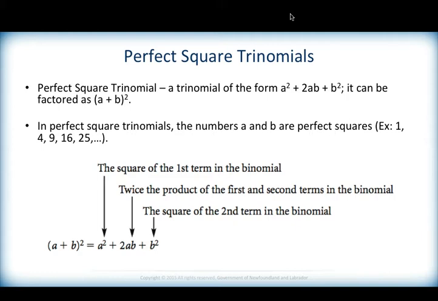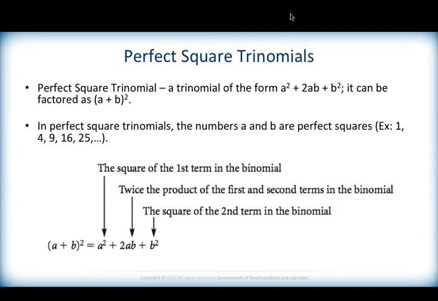Our first special polynomial is a perfect square trinomial. A perfect square trinomial is a trinomial of the form a squared plus 2ab plus b squared. And it can be factored then as two binomials of the same binomial, so therefore we write it as a plus b all squared. And when you hear perfect square, you should remember the perfect squares 1 squared, 2 squared, 3 squared, 4 squared, and so on. So we have 1, 4, 9, 16, 25, and the list will continue.